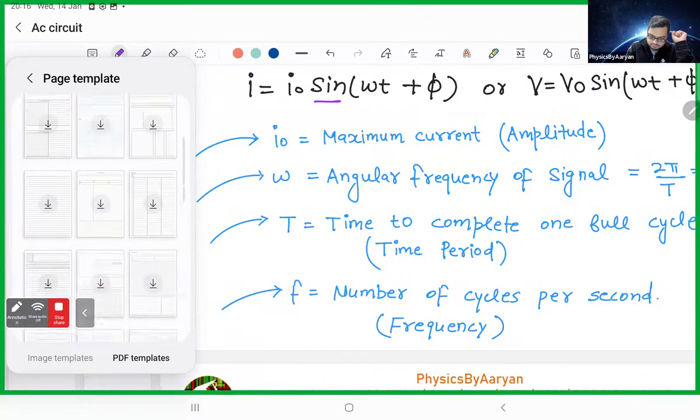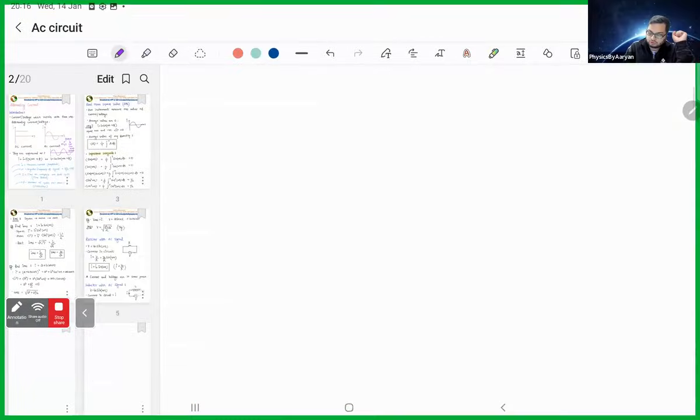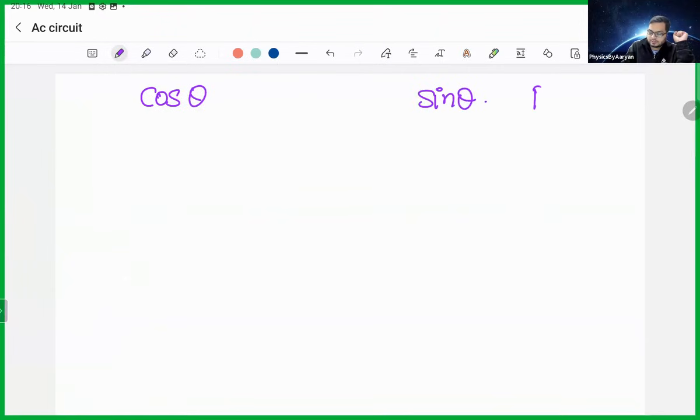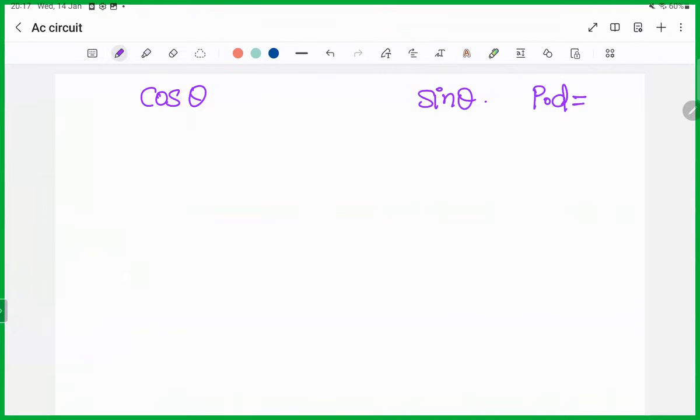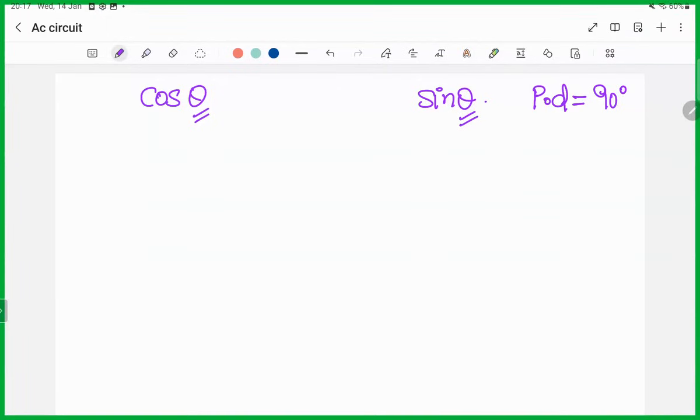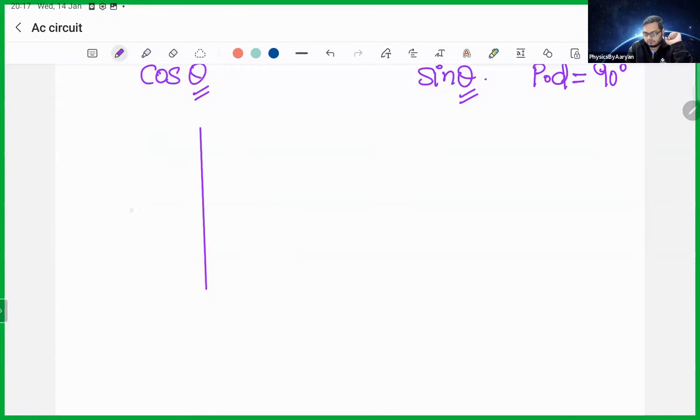The first question here, everyone has to answer. If you don't know the answer, guess. If you know the answer, tell me. You have two waves: one is cos theta and one is sine theta. What is the phase difference between them? Pi by 2, 90 degrees. Everyone knows it. My main question: who is ahead of whom? Sine theta or cos theta? Cos theta. Okay, very good.